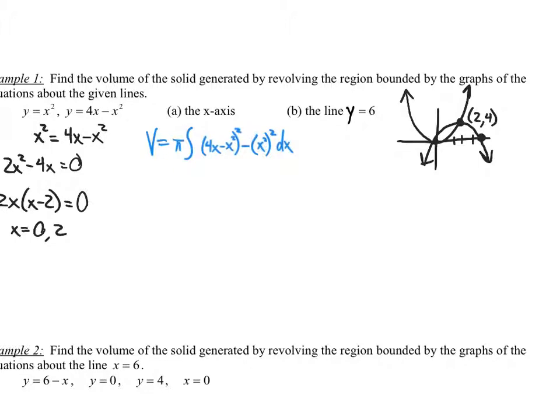So what are we integrating? What interval are we integrating over here? From 0 to 2, because those were our intersection points. Of course we're going to need to FOIL, do some simplifying before we integrate, but you guys know how to handle this. I'll just do it quickly. We've got 16x squared minus 8x cubed, and an x to the 4th minus an x to the 4th, which is 0. So it's just that dx.